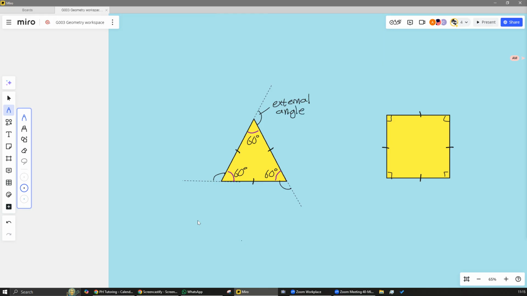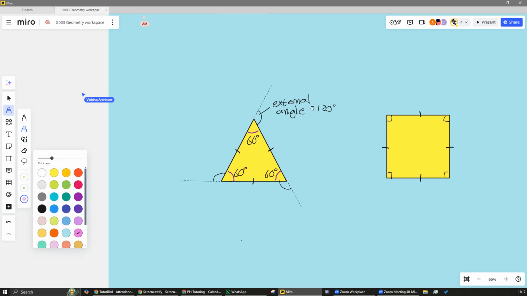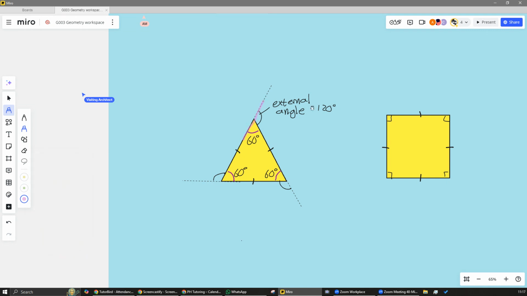Now I'm just going to pause the video there, and I want you to tell me what is the value of the external angle for the equilateral triangle, and also for the square, and you send me that in the Zoom chat. Okay, so hopefully you've got the external angle as equaling 120 degrees. The hint I would have given you, but nobody asked for a hint in the end, is straight line: that is a straight line, and so we've got 60 plus whatever that is must add up to 180, and so the external angle is 120 degrees.